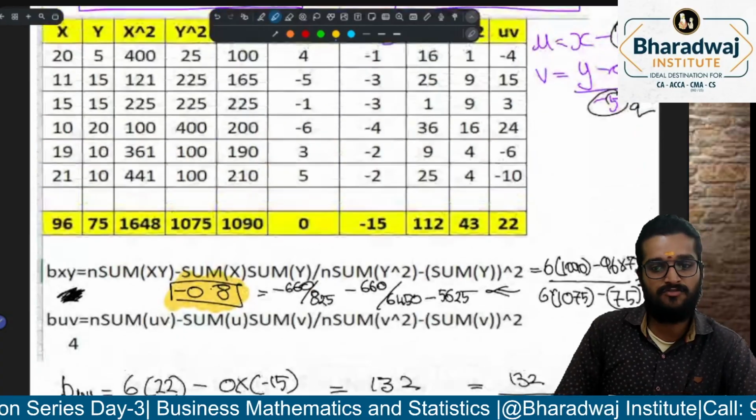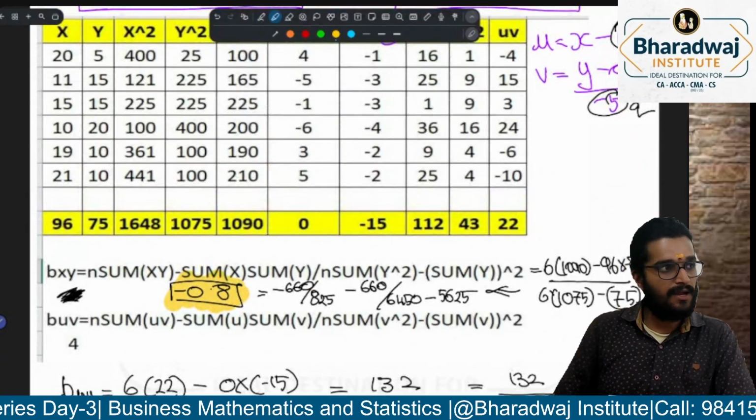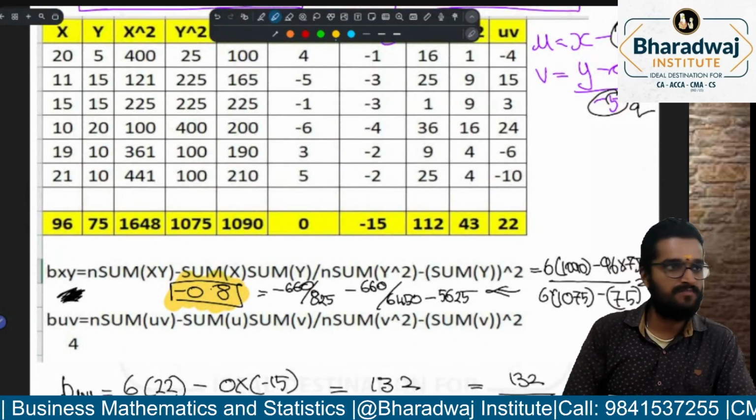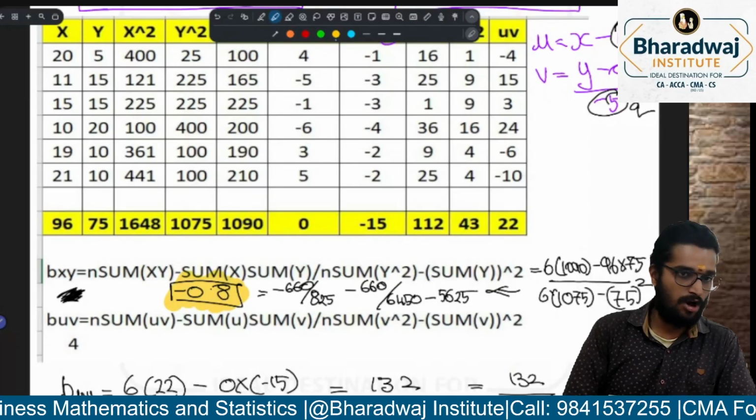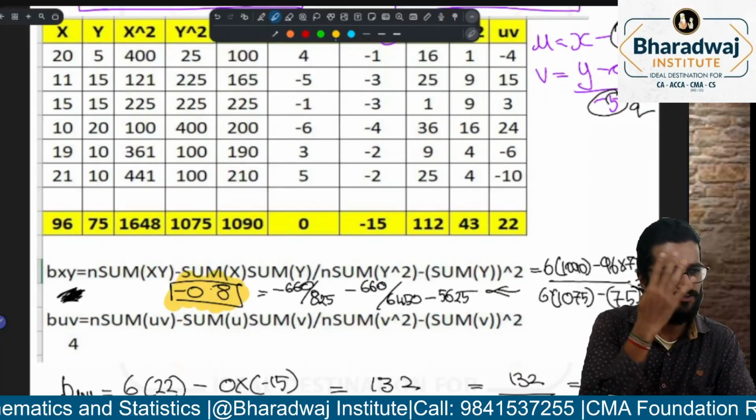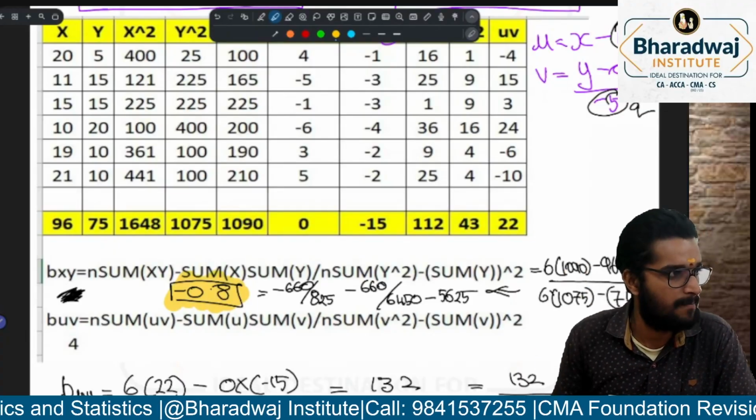Change of scale and change of origin. I repeat, 2 to 3 questions, or at least 2 questions, will come from this area: change in scale and change in origin. From correlation, from regression, from central tendency, dispersion, for sure change in scale and change in origin will come.